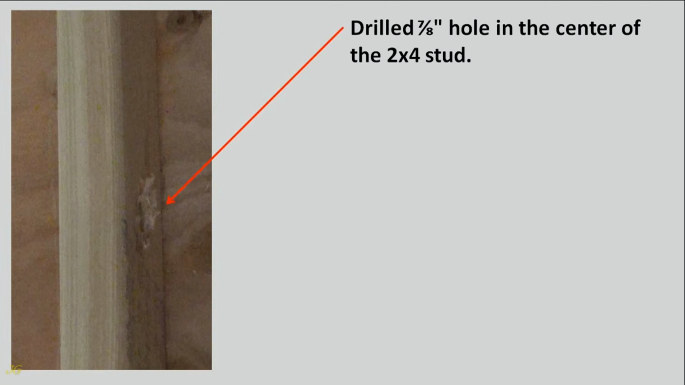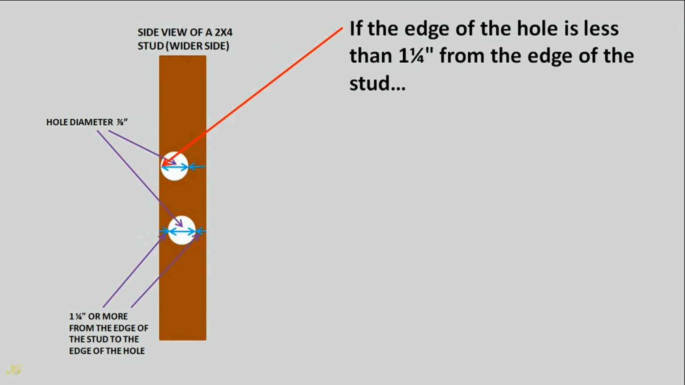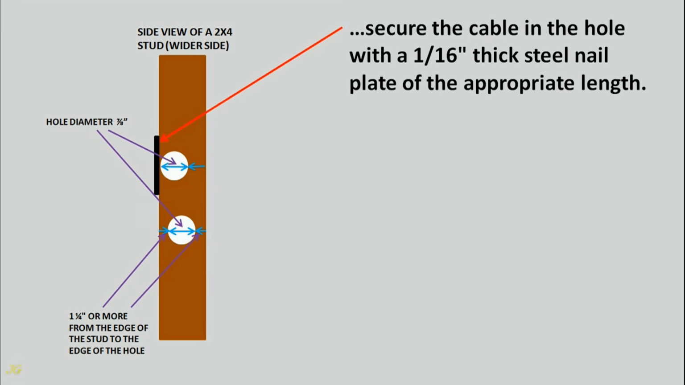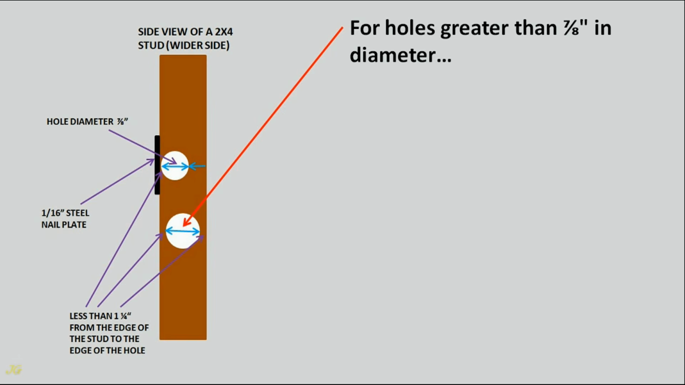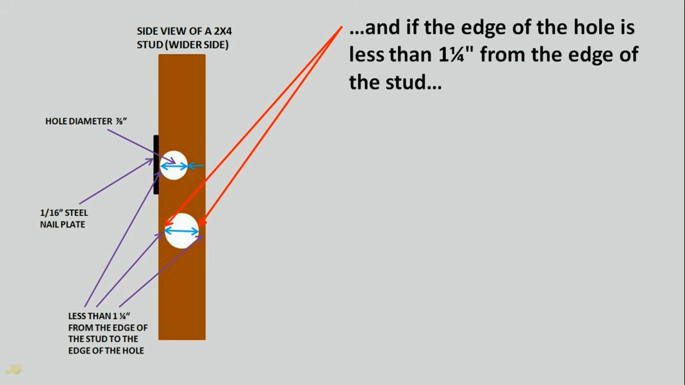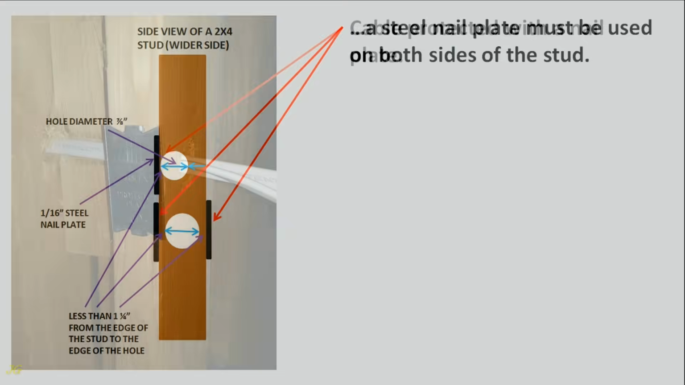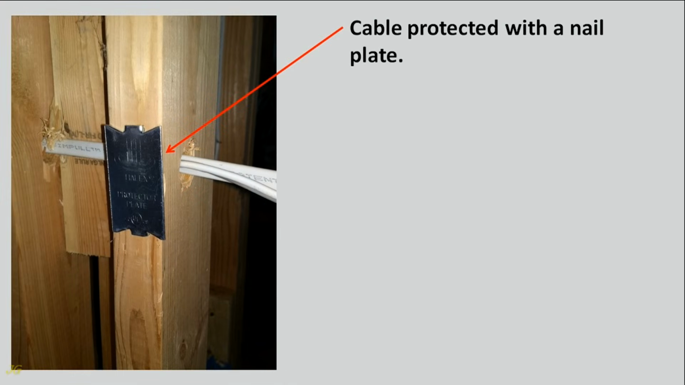Drilled 7/8 inch hole in the center of the 2x4 stud. 1/16 inch thick steel nail plate. If the edge of the hole is less than 1¼ inch from the edge of the stud, secure the cable in the hole with a 1/16 inch thick steel nail plate of the appropriate length. For holes greater than 7/8 inch in diameter, and if the edge of the hole is less than 1¼ inch from the edge of the stud, a steel nail plate must be used on both sides of the stud. Cable protected with a nail plate.